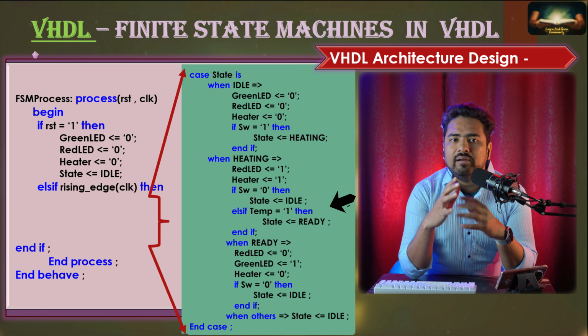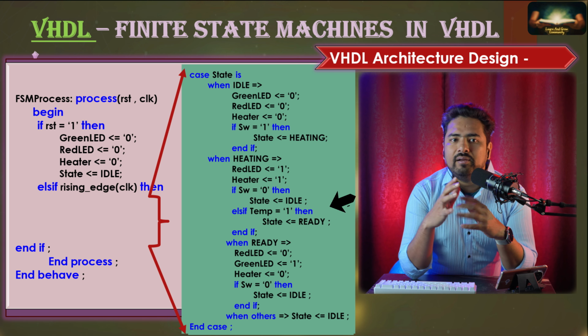Now let's define the ready state. When ready, red LED is 0, green LED is 1, and your heater is 0. If switch equals 0, then state is idle. In this ready state, the red LED is turned off and the green LED is turned on. The heater is also turned off at this state because the desired temperature has been reached already. So you can guess that at this state, red LED is off, heater is off, and green LED is on. These are all our outputs at this state.